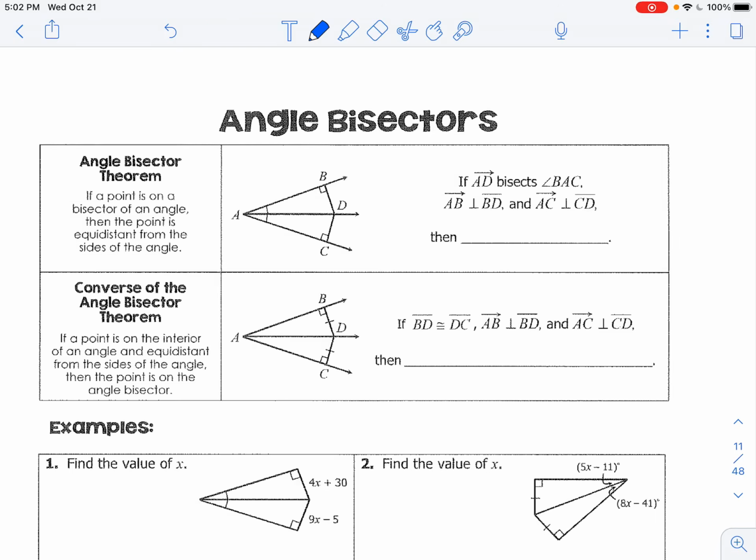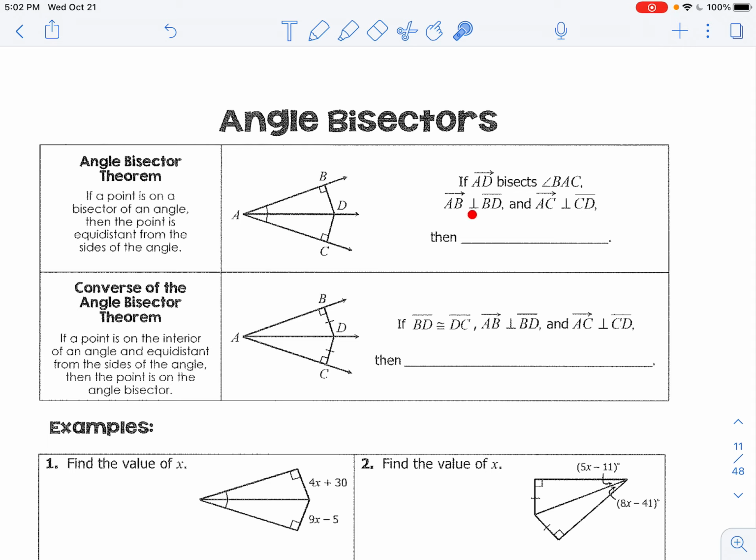These notes are going to cover angle bisectors. Let's start with the theorem. It says if a point is on a bisector of an angle, then the point is equidistant from the sides of the angle. So here's our angle BAC, and it says AD, this ray, bisects the angle. That means each of these smaller angles are going to be congruent.